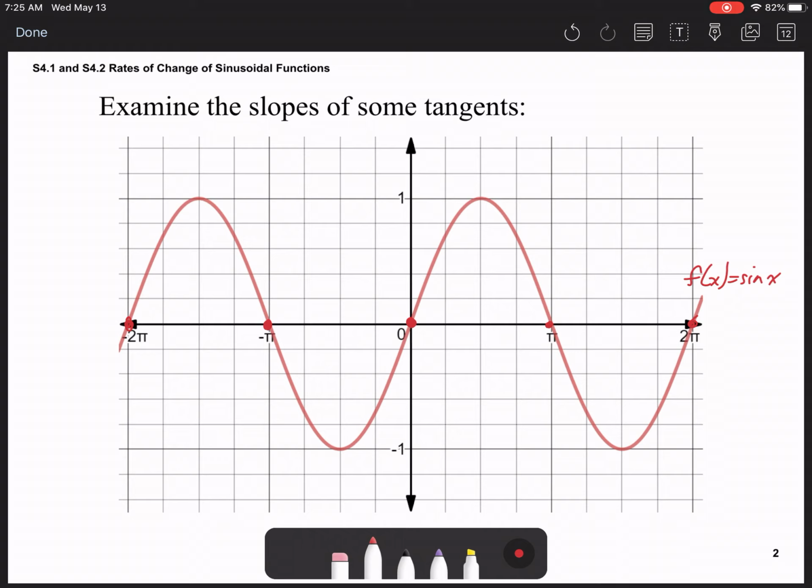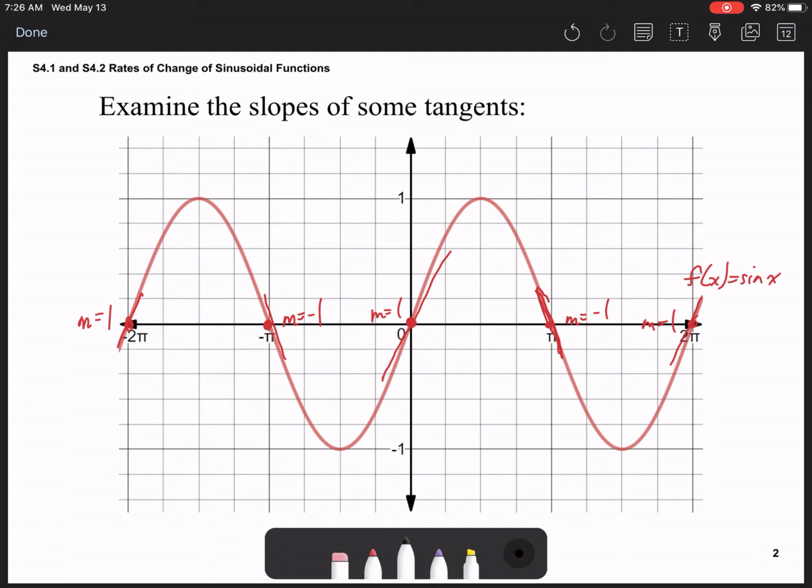The slope at 0 turns out to be a slope of 1. Therefore, the slope at 2 pi is also 1, and at negative 2 pi, also 1. Because of their symmetry, the slope right here at negative pi is negative 1. And the slope at pi also turns out to be negative 1.